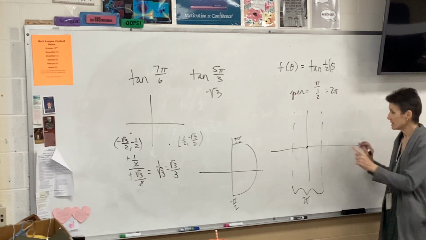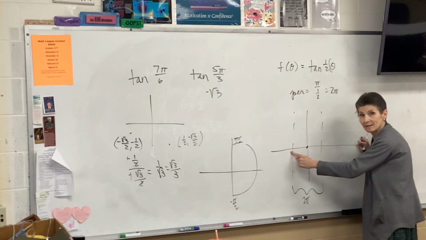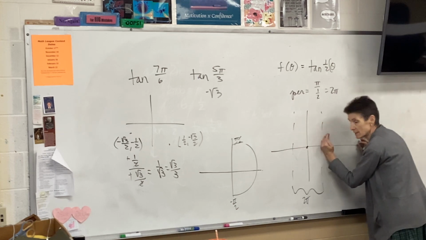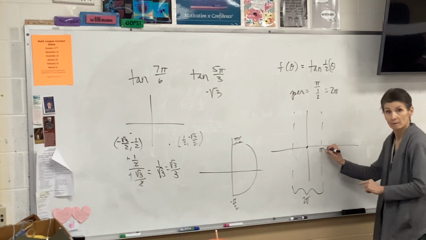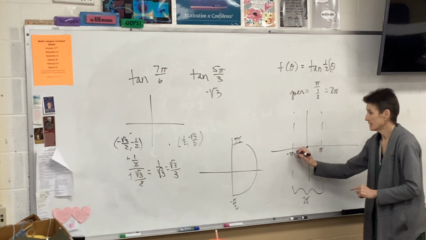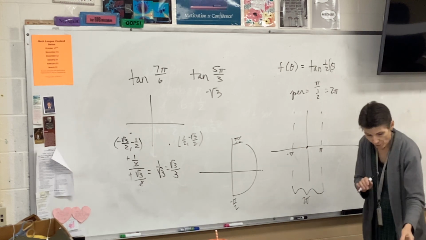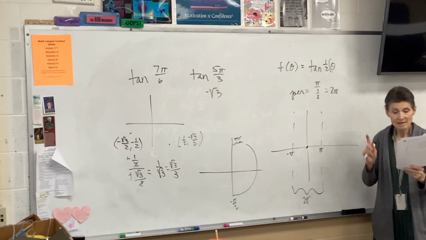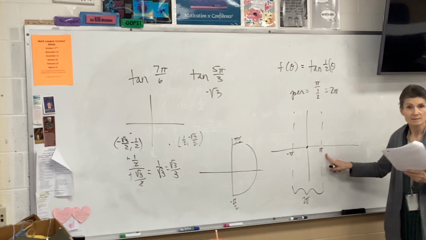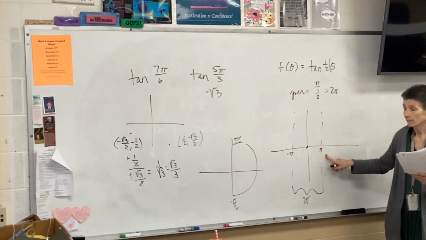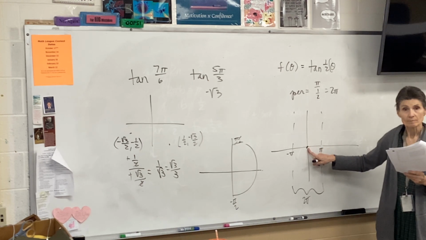And the distance between those asymptotes is a period. That does not mean 2 pi, 2 pi. It means here to here is 2 pi. So here to here would be pi and negative pi. So on your graph paper, put an asymptote at negative pi and positive pi. Put a dot at the origin.